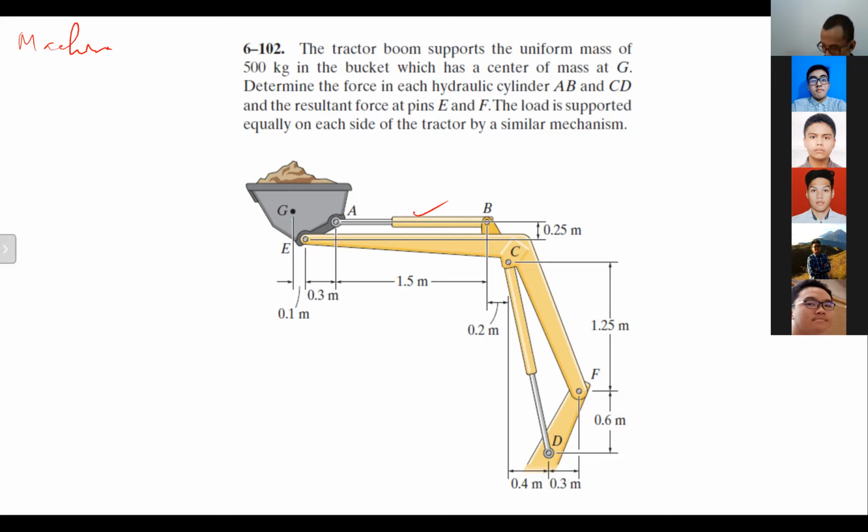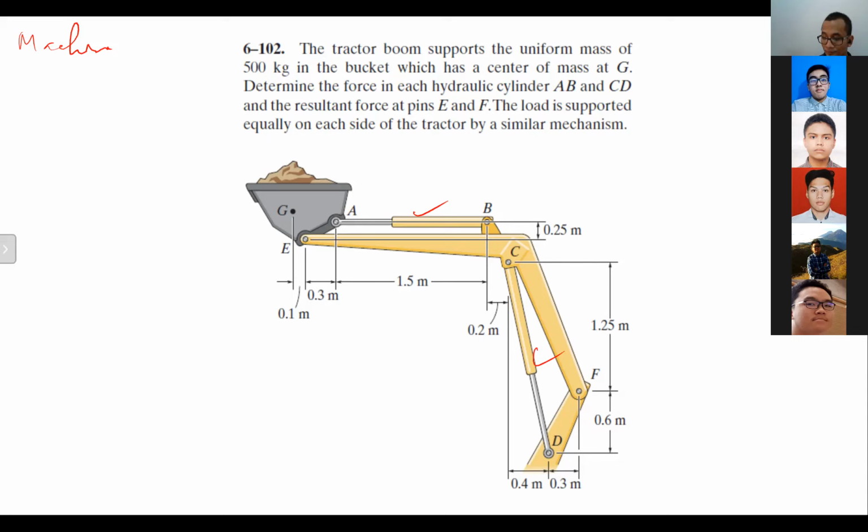CD. CD, correct. Only those two. Those two are the two force members. Okay, so after you know which ones are two force members, then you can replace those members with external force. Okay, Darian, why can we replace that with external force?